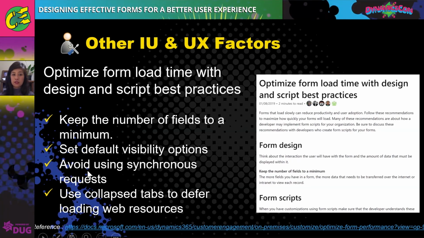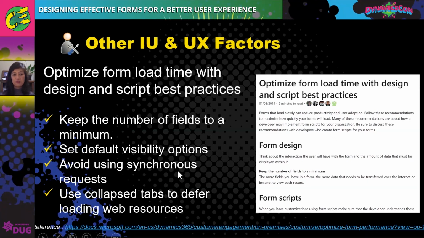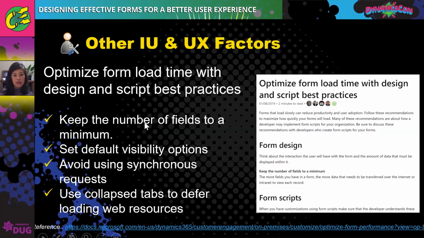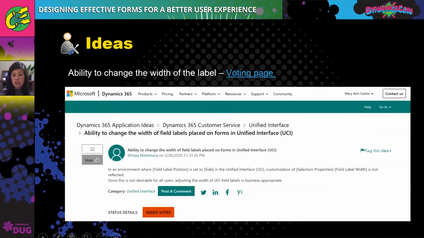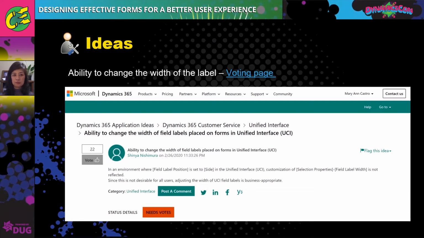Keep the number fields to a minimum. This is setting the visibility option, so hiding that field. For the scripts, you can avoid synchronous requests and use collapsed tabs to defer loading web resources. So those are just some of the examples. So head on to that article to view the complete list.